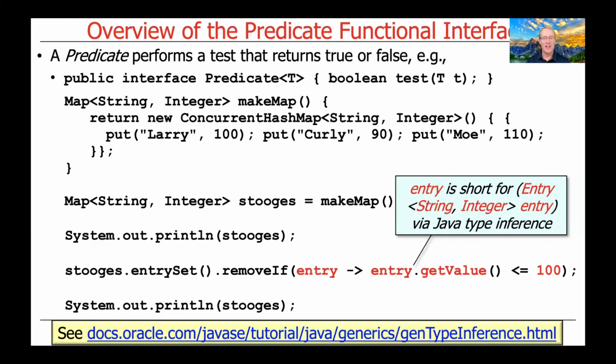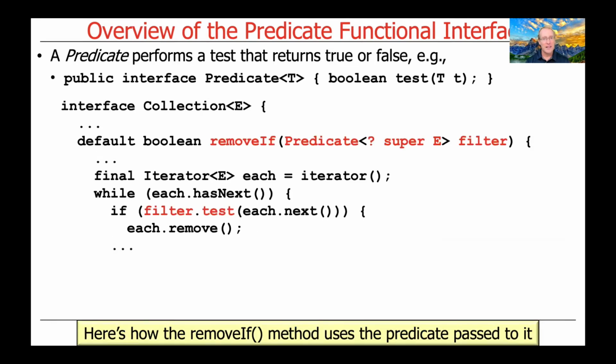Entry, you see here, is actually shorthand for Entry<String, Integer>, which is essentially the full type. The Entry shorthand here is actually allowed by something called Java type inference. Modern Java compilers can figure out that you actually refer to the entry element in the map when you use the shorthand entry. Let's now go ahead and take a look at the removeIf method implementation, or at least a snippet of it that's part of the Collection interface in Java.